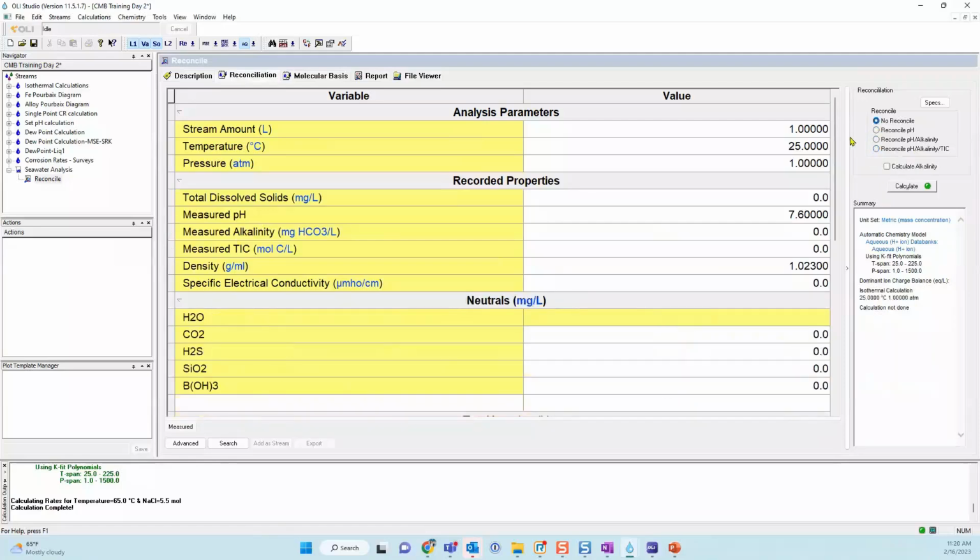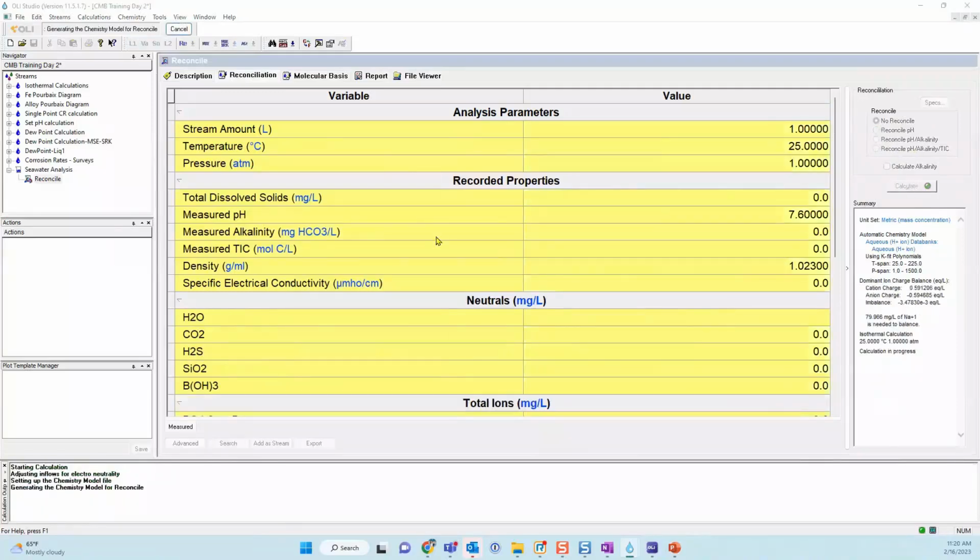I usually, as a best practice, go with the not reconcile option first, just to see what the software is calculating with the data that was given, and then compare how far away we are from the measured values. So click on the not reconcile option and then click on calculate.